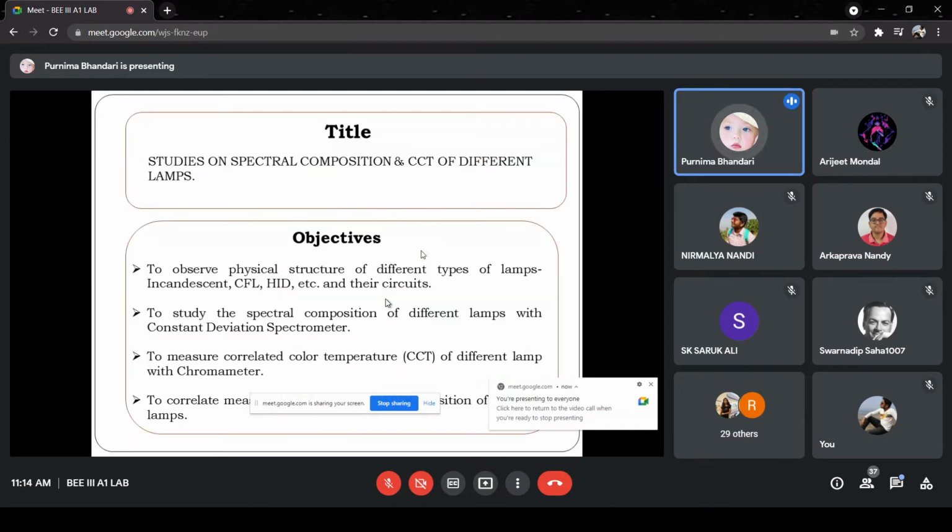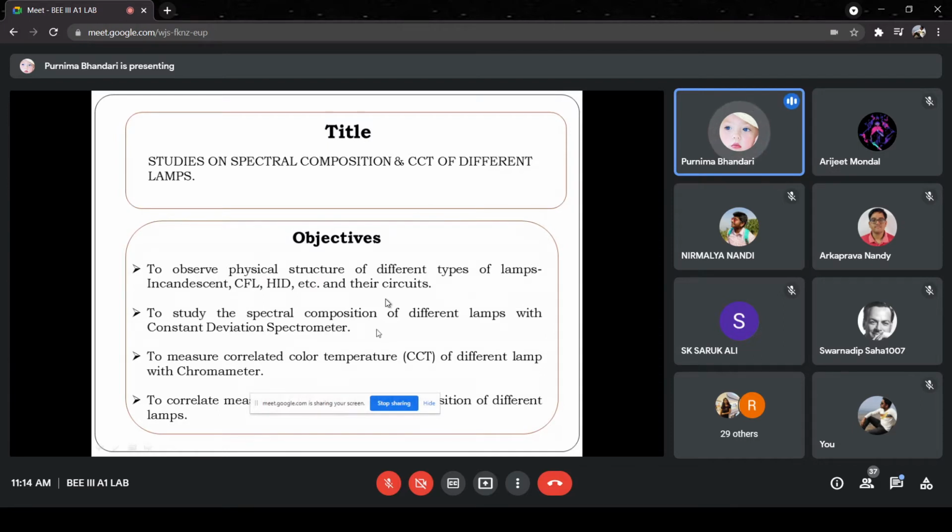So this is the title. In the objective, what was the objective of this lab? The objective was to observe the optical structure of different types of lamps: incandescent, CFL, HID, etc. Different kinds of lamps' physical structure we had to observe, but without the actual lab this is not possible. So we'll do the latter part, the study of the spectral composition of different lamps with a constant deviation spectrometer. Here the instrument used for the spectral composition of different lamps is the constant deviation spectrometer.